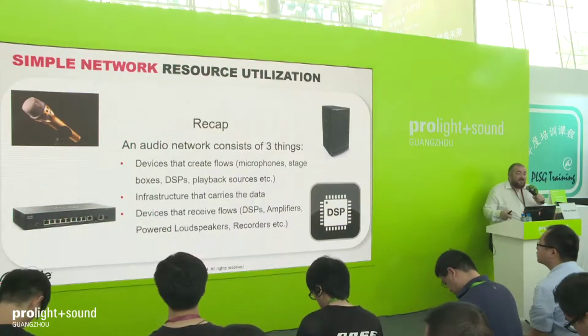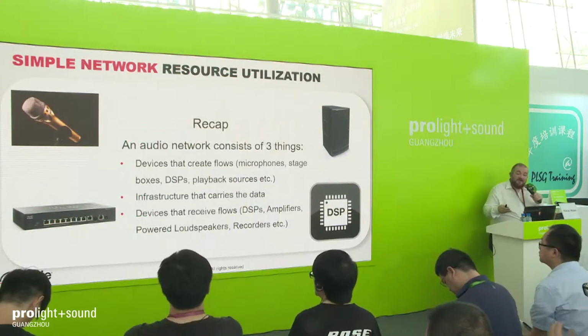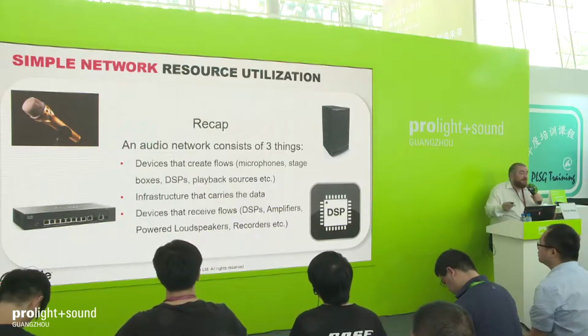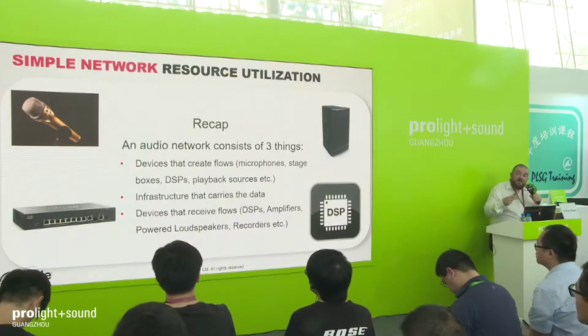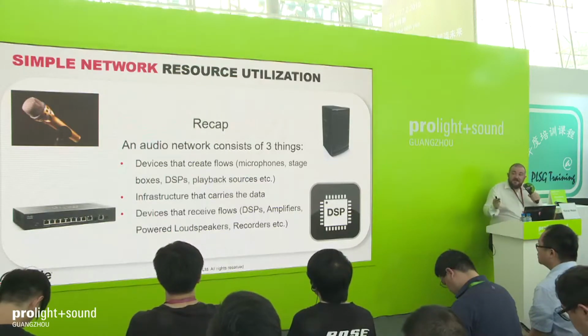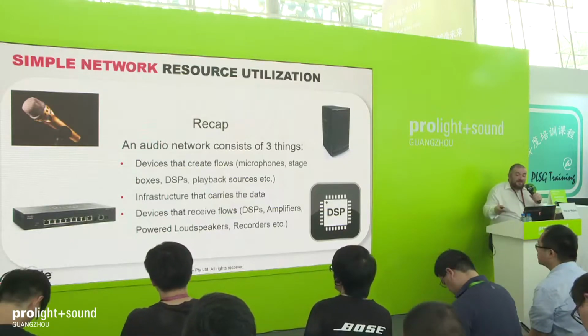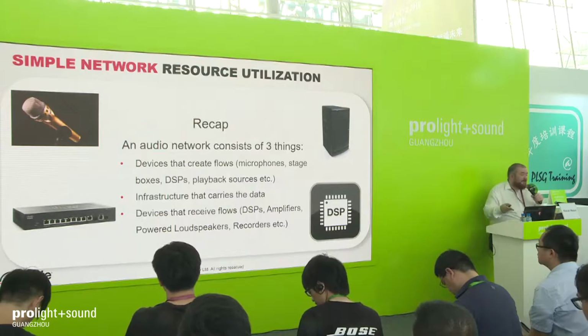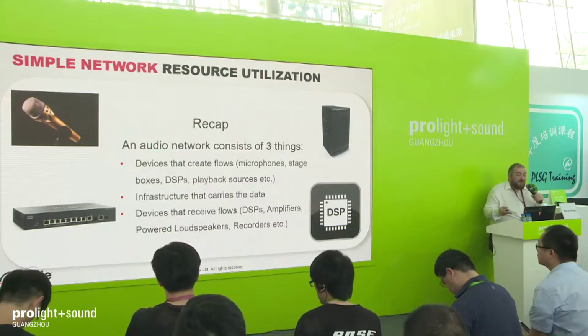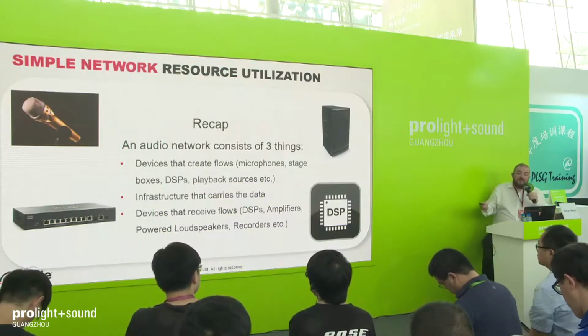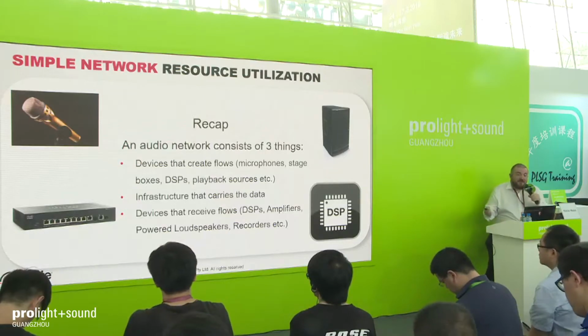So a quick recap. Audio networks consist of three things. We have things that create flows, which could be microphones, DSPs, playback devices. We have things that receive flows, which could also be DSPs, speakers, or recorders. And then we have stuff that connects networks together in the middle, say switches, routers, and cabling.